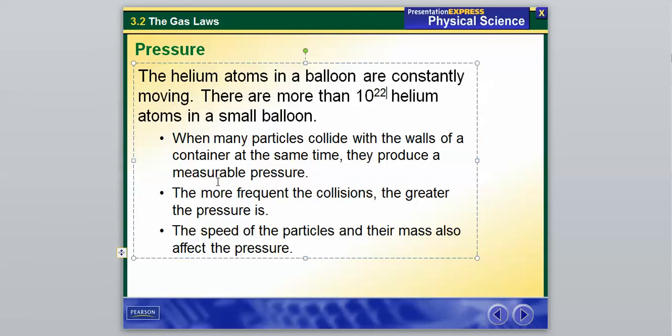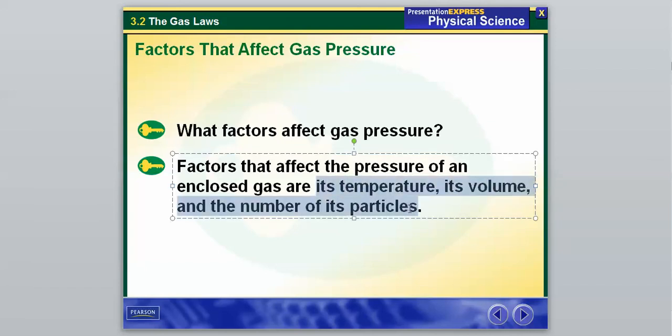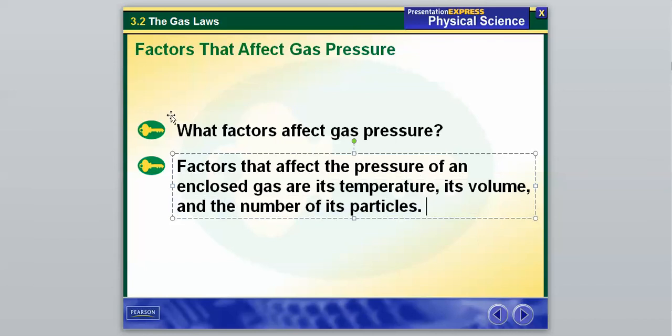So that is, again, some real-life examples of how we measure pressure. Now we're going to look at factors that can affect our gas pressure. There are factors that can make it go up and factors that can make it go down. We're going to focus mainly on what increases gas pressure. The factors that affect it are temperature, volume, and number of particles. Each one of these is going to get its own slide, so make sure you get them jotted down as we go.